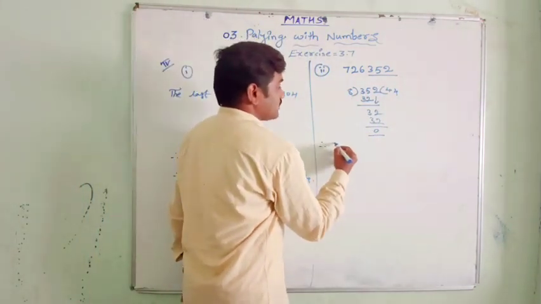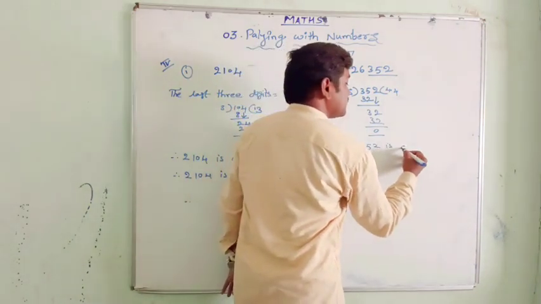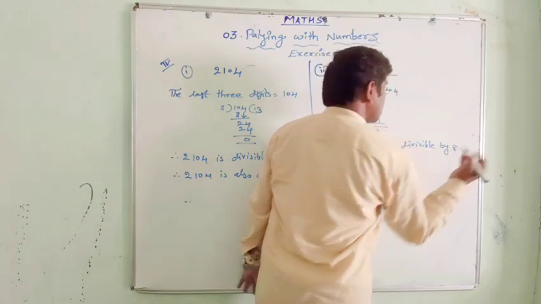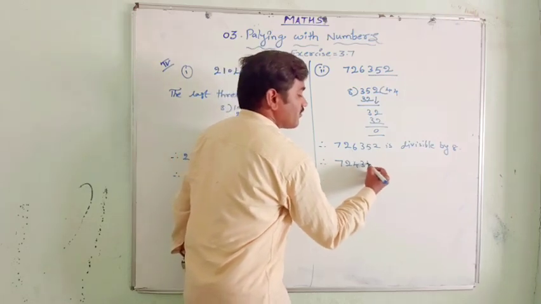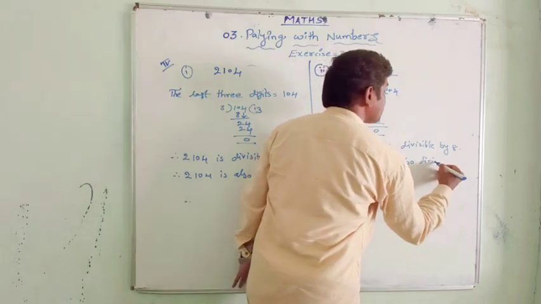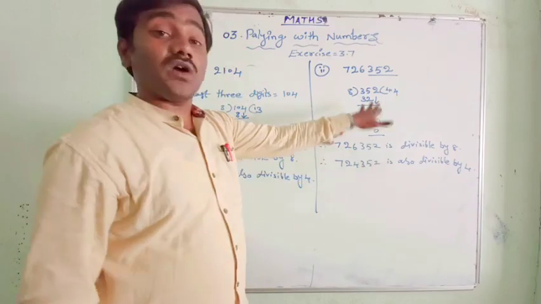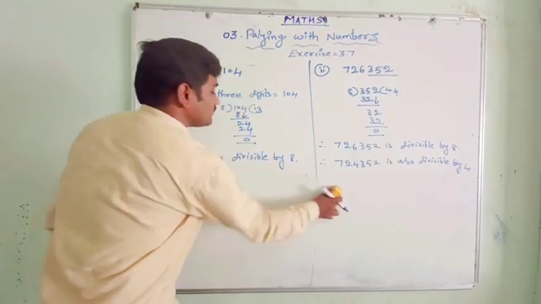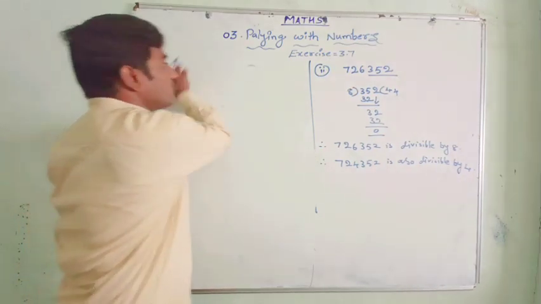Therefore, 7,26,352 is divisible by 8. Then if it is divisible by 8, there is no need to check the divisibility rule of 4, because it is also divisible by 4. If at all it is not divisible by 8, then you need to check the divisibility rule of 4. Already told you, if a number is divisible by 8, it's also divisible by 4.